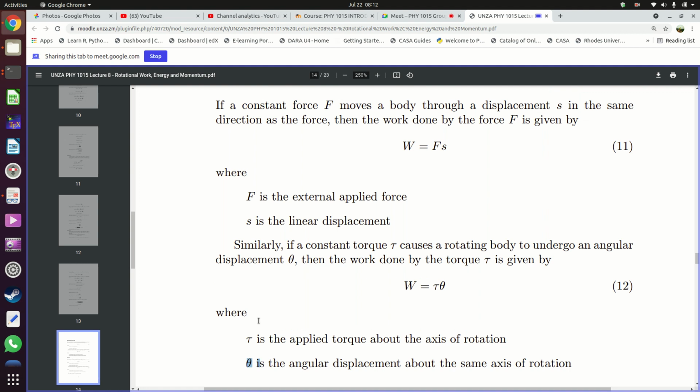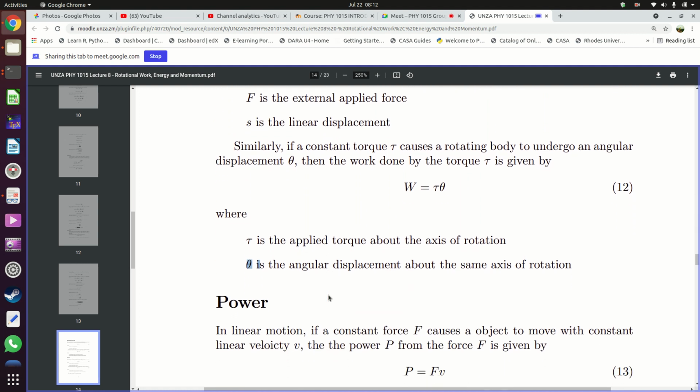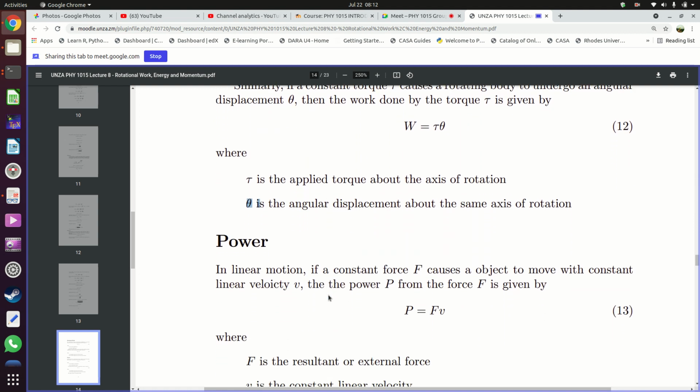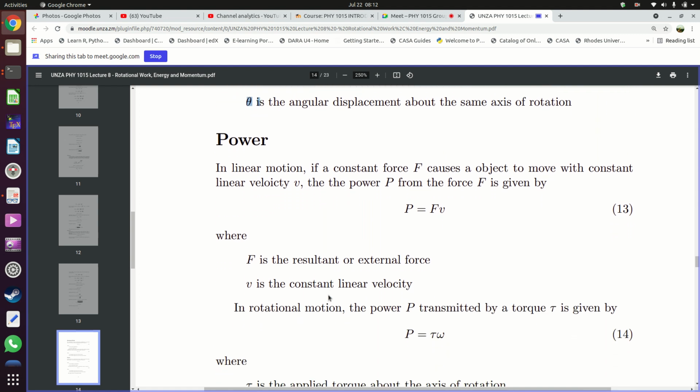Rotational work, yes, it's clear. When you perform rotational work, there is going to be a transfer of rotational kinetic energy to this particular object, and it has to undergo an angular displacement. The other thing is power.